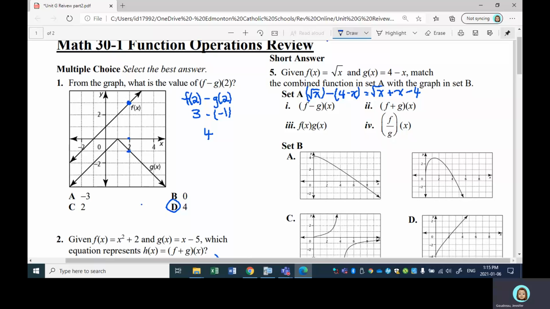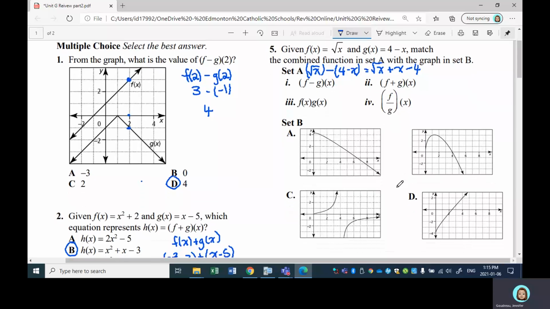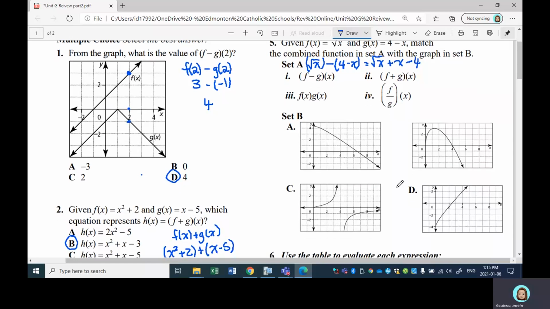And so right now I'm going to think that it's probably going to be either A or D because those are the only two that look somewhat radical-ish. And I'm going to lean towards D because it has that kind of radical form. I'm not quite sure, so I'm not going to answer that yet.